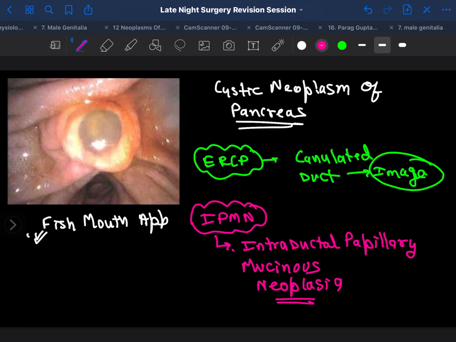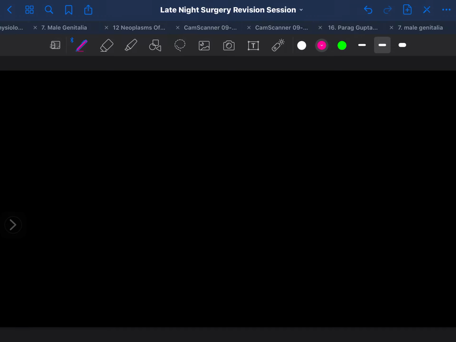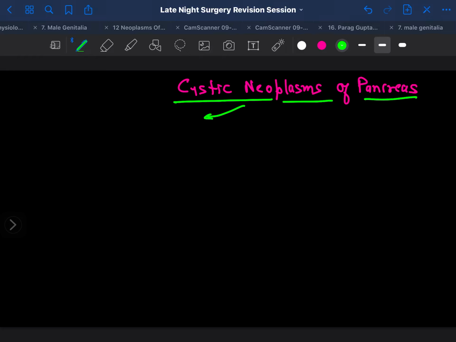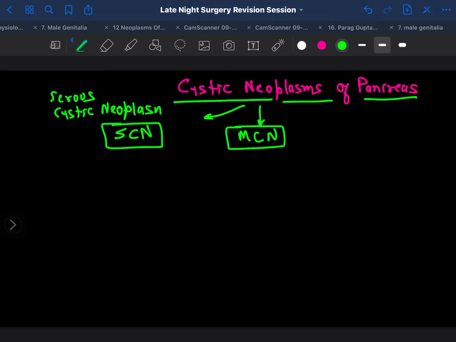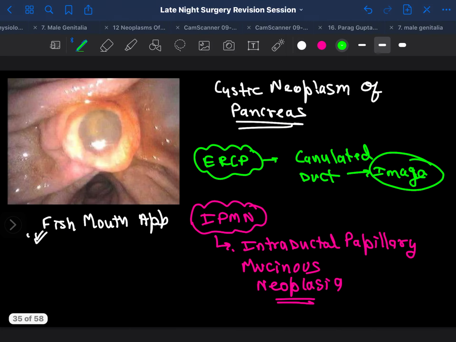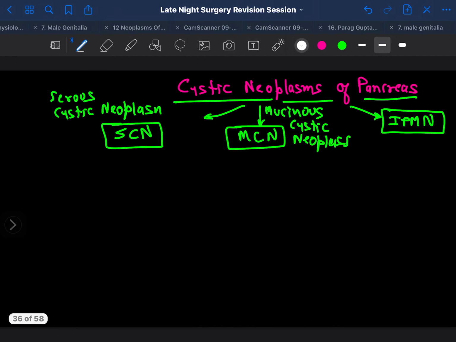So let us have a brief chat about the cystic neoplasms of the pancreas. What are the important cystic neoplasms of the pancreas? You can have either a serous cystic neoplasm, SCN. Then you have your mucinous cystic neoplasm, MCN. And we have just talked about IPMN, which stands for intraductal papillary mucinous neoplasm.